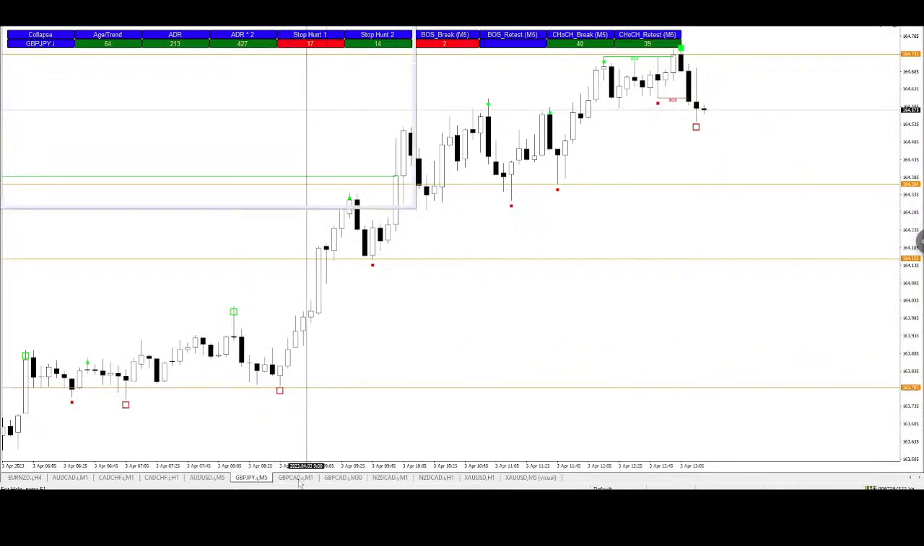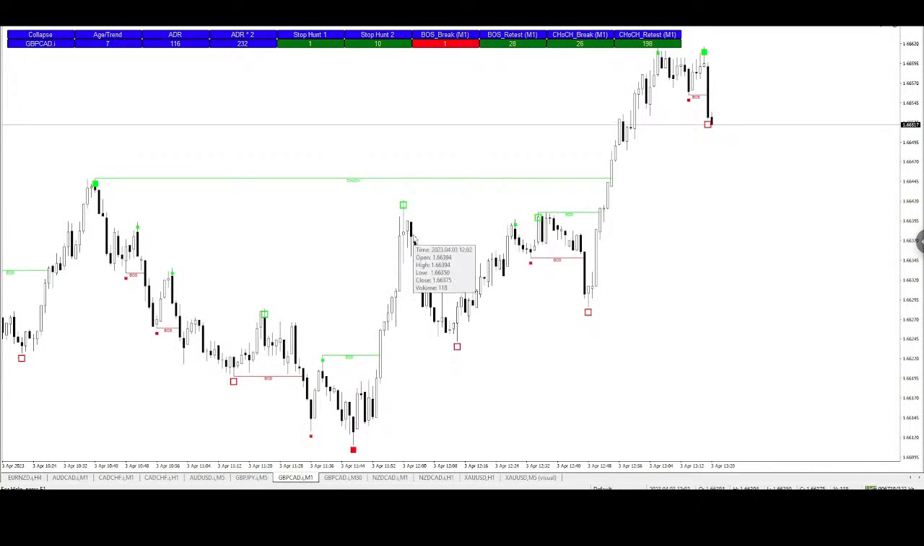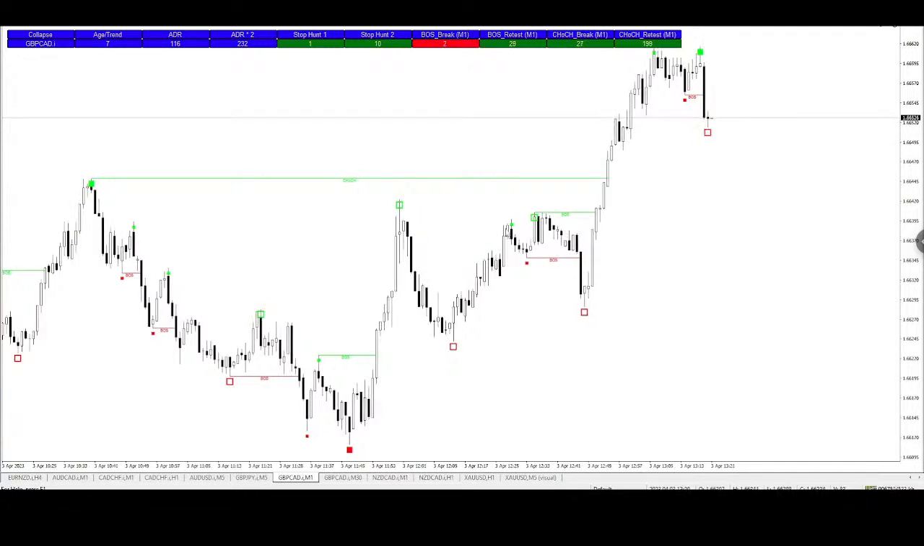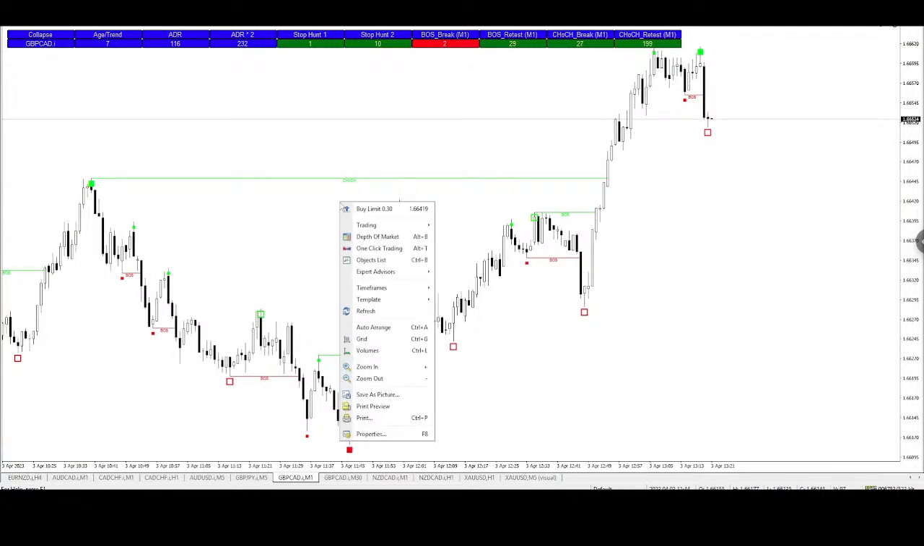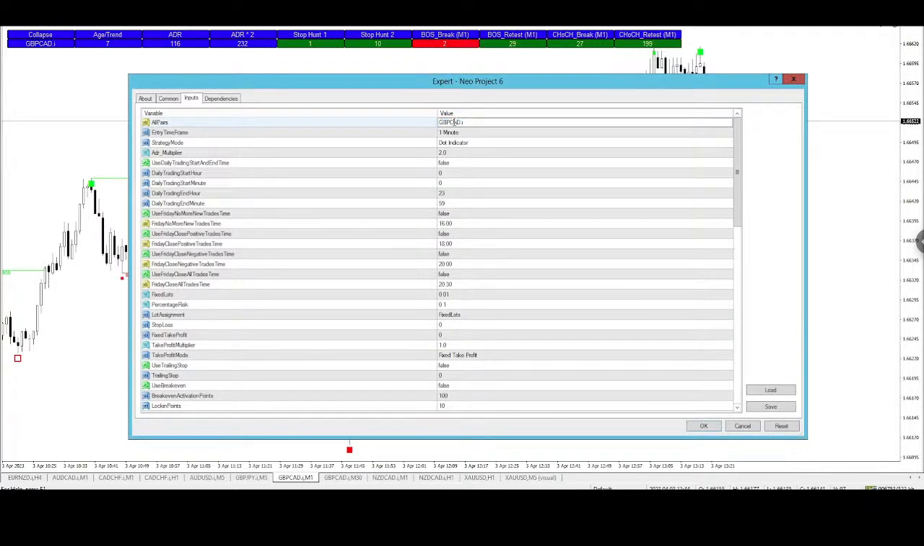GBP CAD. Let's change this to the 1 minute one. Good morning. Yeah, I have it. Hold on one sec. So the GBP CAD, this is a 1 minute reversal though, so I wouldn't really look at that. Let's go here. Expert advisors properties.